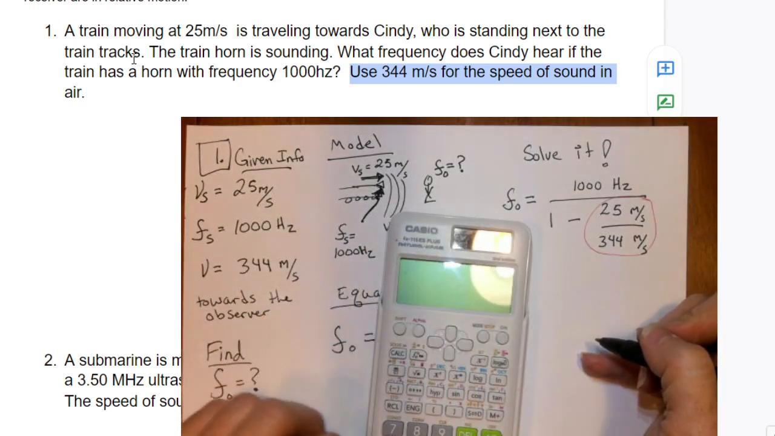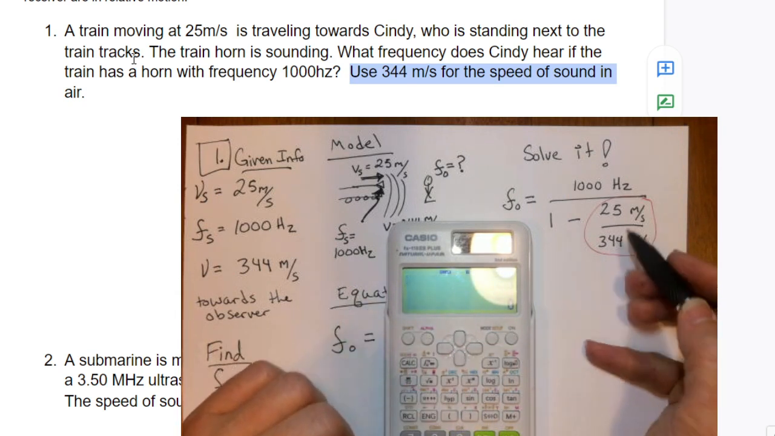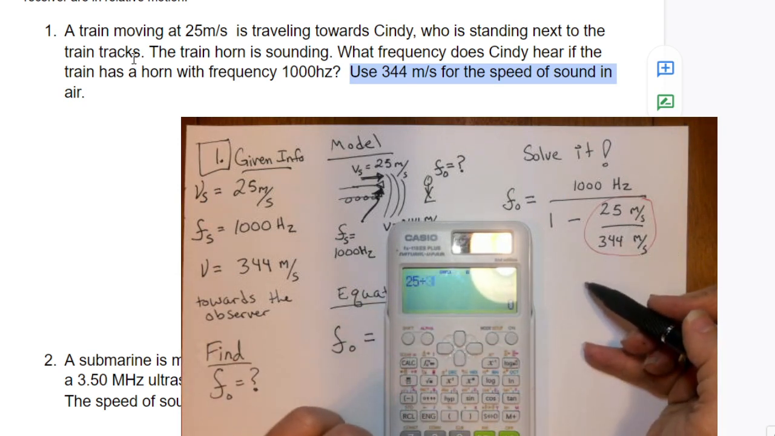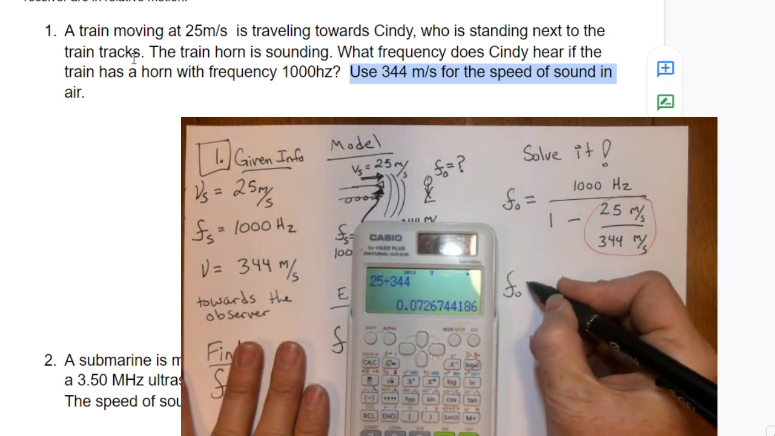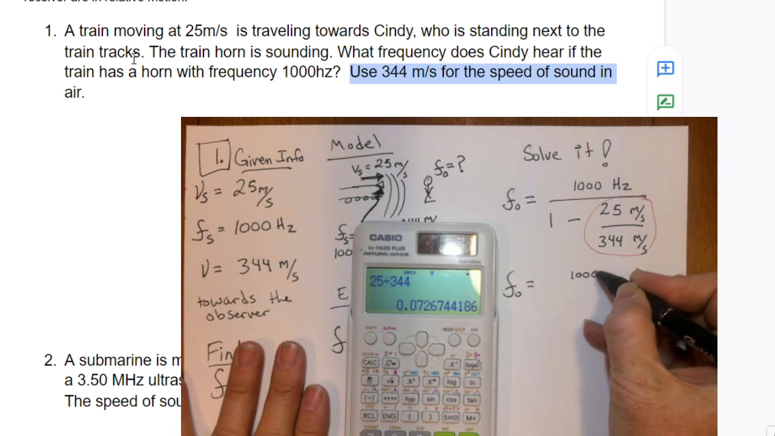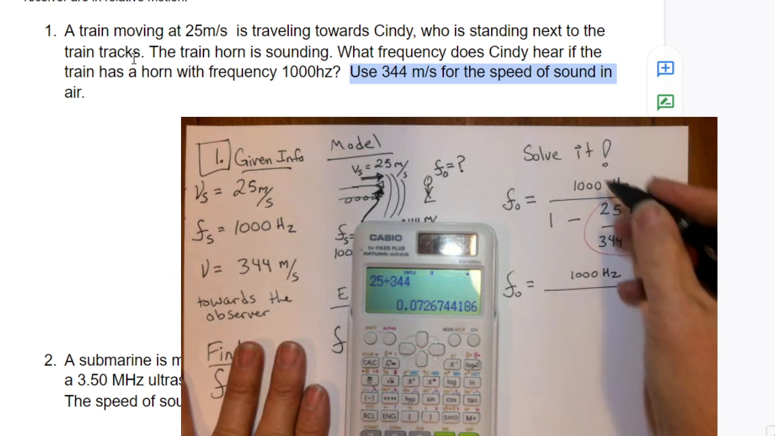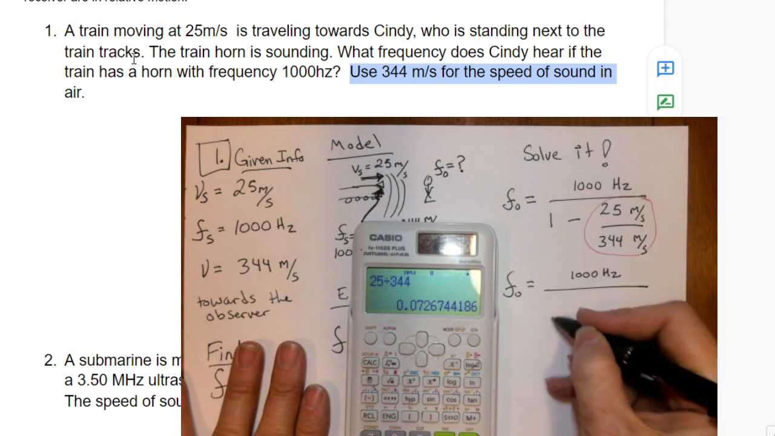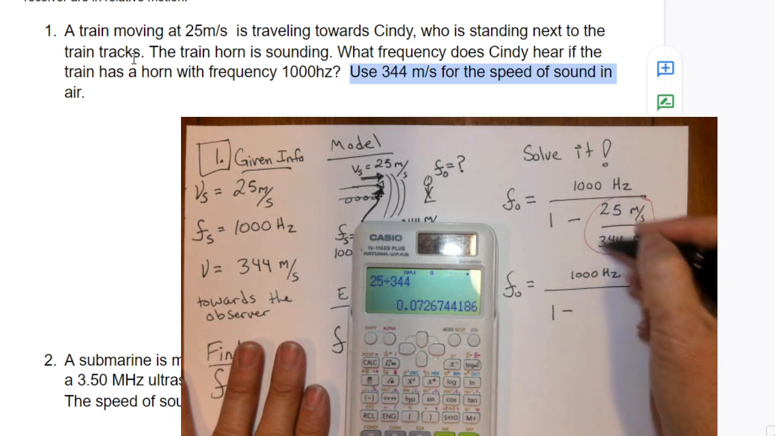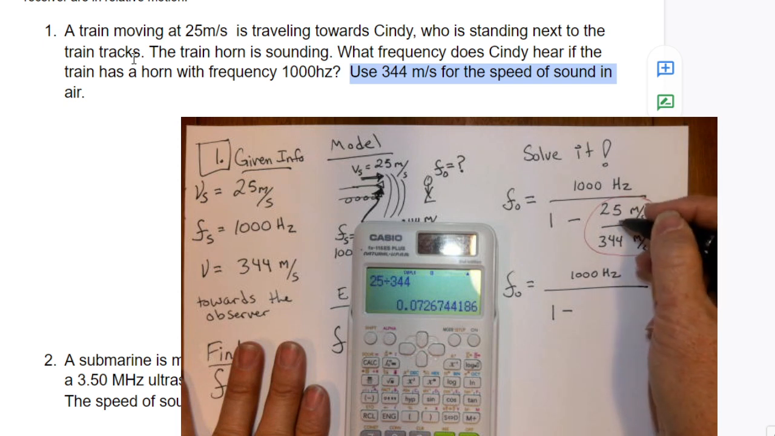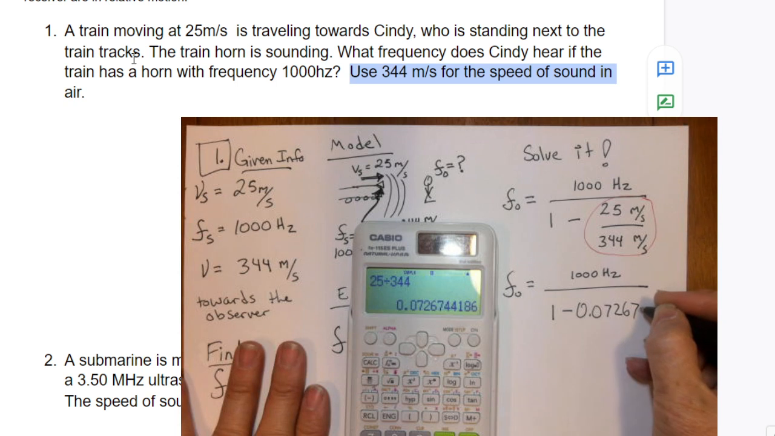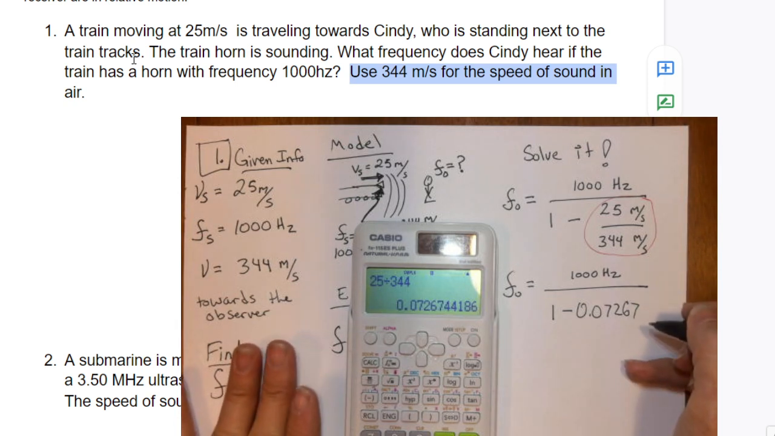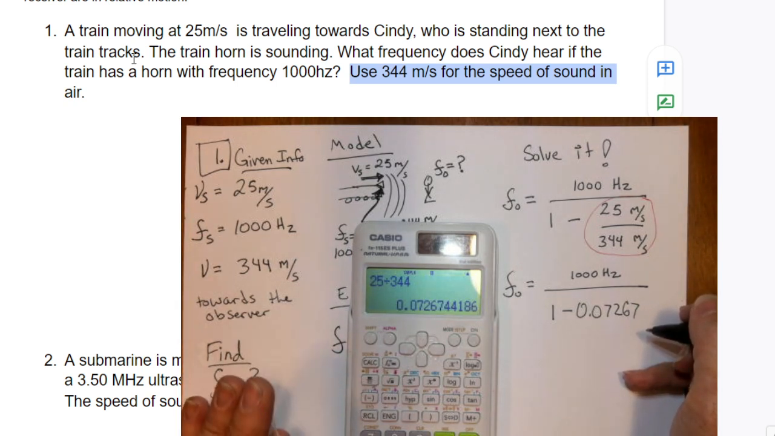I'll use a calculator, of course. 25 divided by 344. And I get my answer. So the frequency observed is 1,000 hertz in the numerator. That stays the same. Divided by 1 minus, and then when I do the division in this red circle, I get 0.07267, blah, blah, blah. There's more. I'm not rounding to significant figures until I'm finished with the calculation.